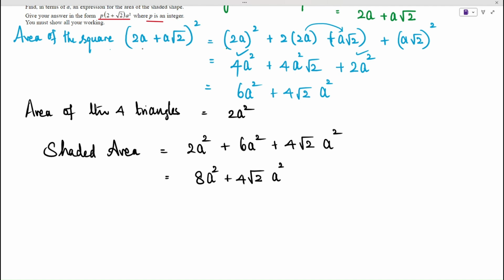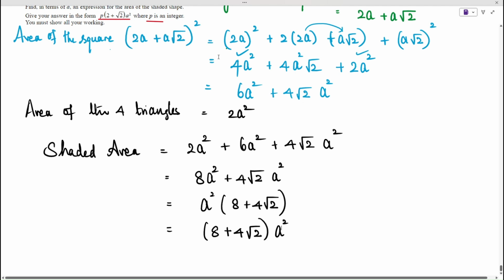But we can't stop here. We still have to give it in the form that they require. So the first thing that we're going to do is factorize out our a squareds. That's what we know that we have to factorize out. So we have a squared times 8 plus 4 root 2. Now just for our ease, we're going to move the a squared value after the brackets. So it still gives the same answer, but we just have it in a different order. So we have 8 plus 4 root 2 times a squared. And this is also the form that they've given in the question that our answer is required to be in.